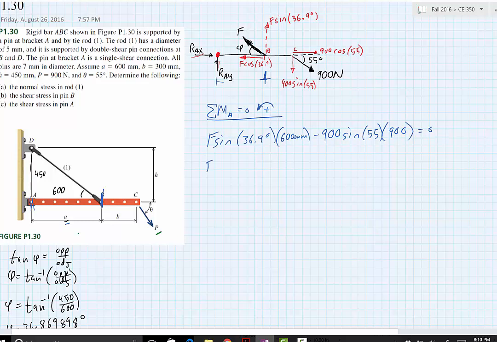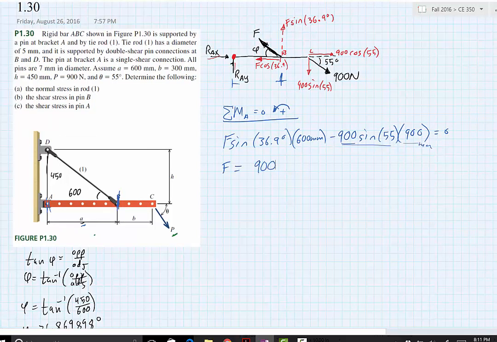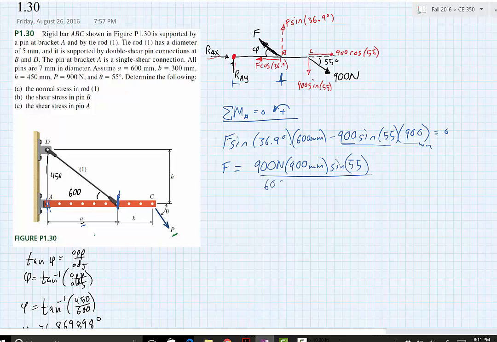So now we can solve for F. F equals 900 newtons multiplied by 900 millimeters times sine 55 divided by 600 millimeters times sine of 36.9. Okay, so I get a force at pin B, force equals 1,841.8 newtons.